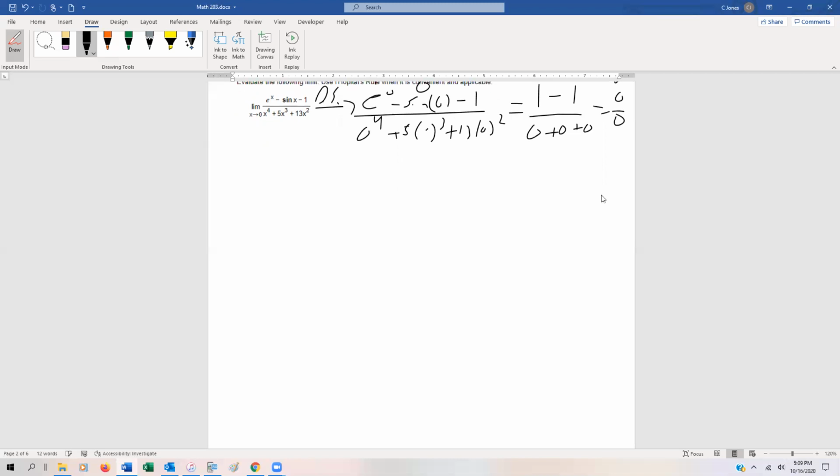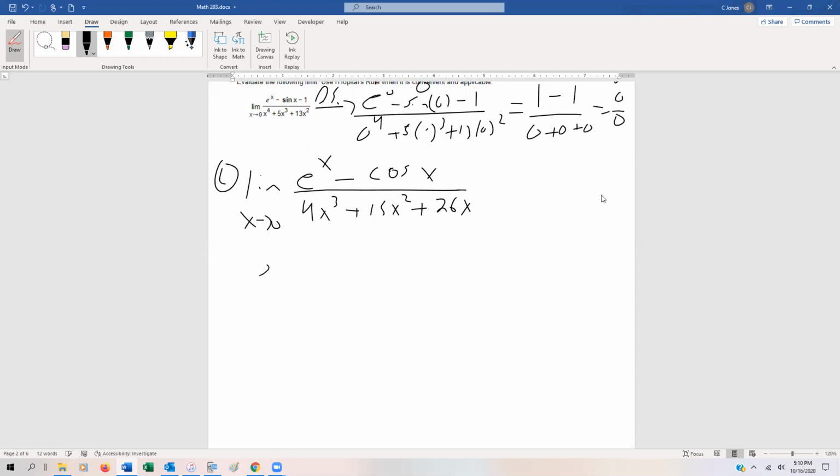Let's now use L'Hopital's rule. The limit as x approaches 0, e to the x, derivative of sine is cosine, but it's still going to be negative. So we get e to the x minus cos x. We're going to divide that by 4x cubed plus 15x squared plus 26x. Direct substitution, e to the 0 minus cos 0 divided by 4 times 0 cubed plus 15 times 0 squared plus 26 times 0.